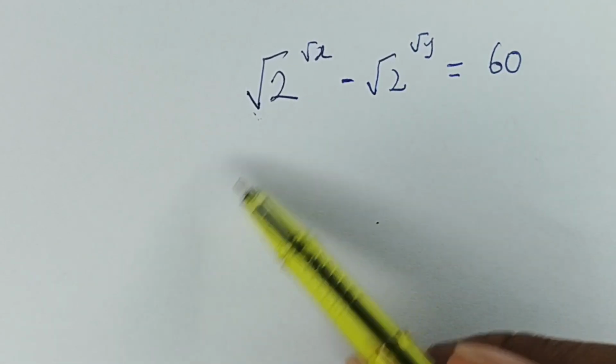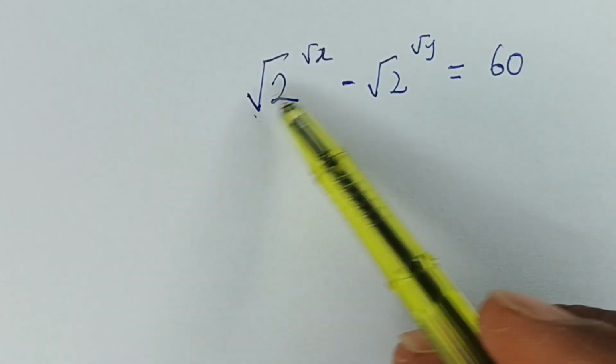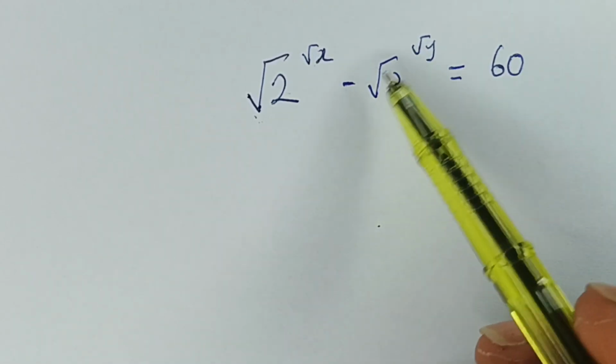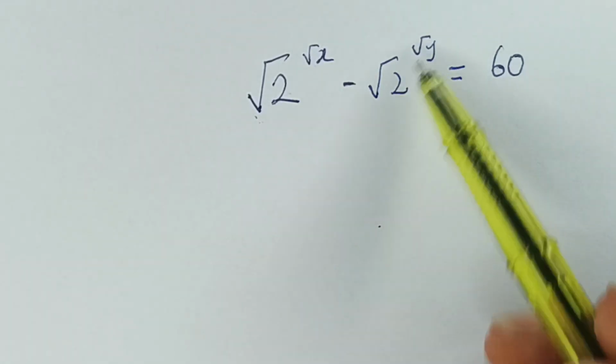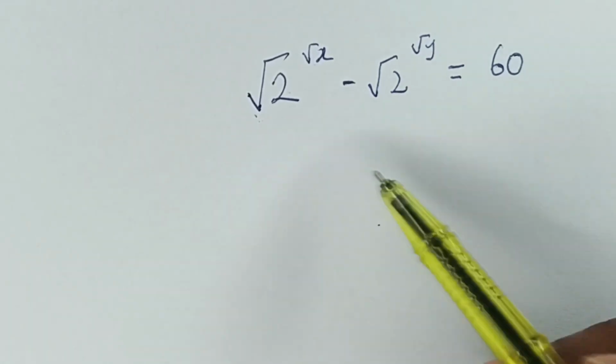Let's solve this equation together. It says root 2 raised to the power root x minus root 2 raised to the power root y is equal to 60. We're required to find x and y. Okay, so how do we solve this?